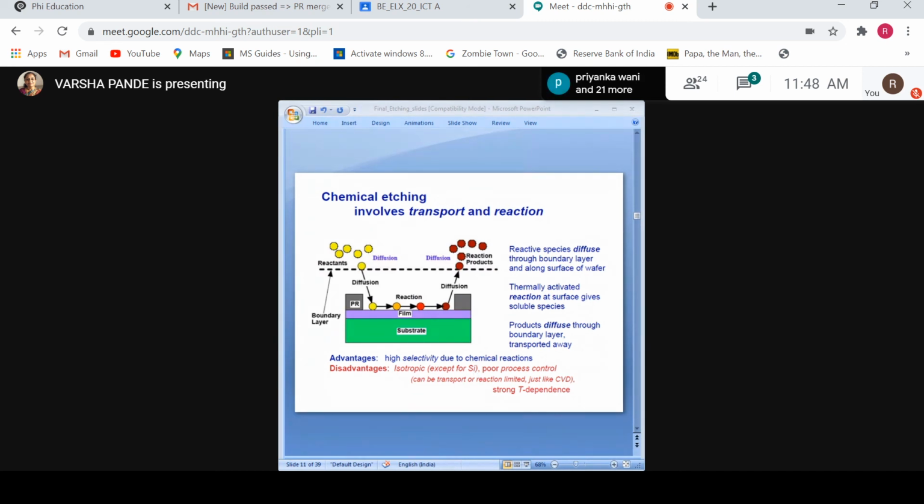Understood? Next time we will see dry etching, because within dry etching itself three methods are there, that we will see in the next lecture.